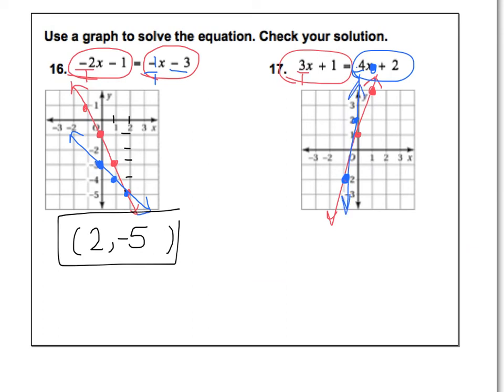The reason I can do that is because 4 over +1 is the same as -4 over -1, because 2 positives are a positive and 2 negatives are a positive. So it's going to still go in that same direction. My point of intersection would be -1, and then I had to go down to -2.